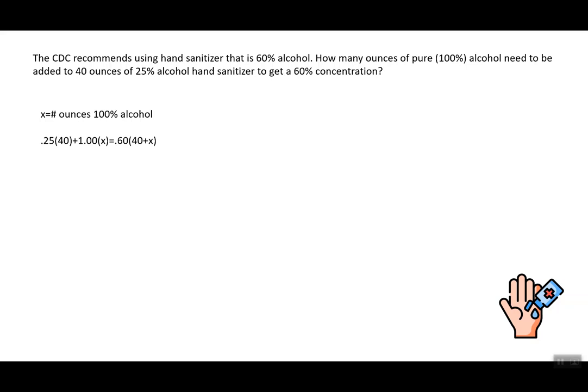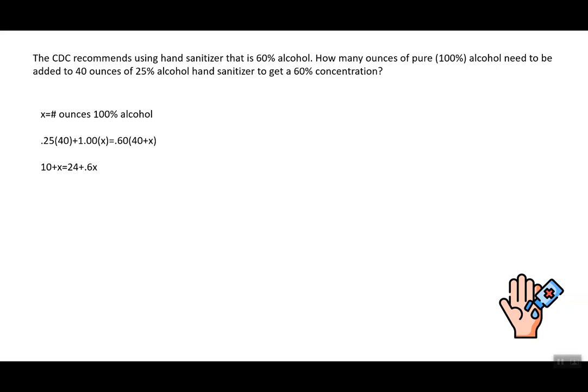Okay, so let's look at the equation we have. We have 25% of the 40 plus 100%, which is 1, times X, is equal to 60% of the combined total of the hand sanitizer we had plus the pure alcohol we're adding to it. Multiplying that out, we have 0.25 times 40 is 10, 1 times X is just X, and then 0.60 times 40 is 24, and 0.60 times X is 0.6X.